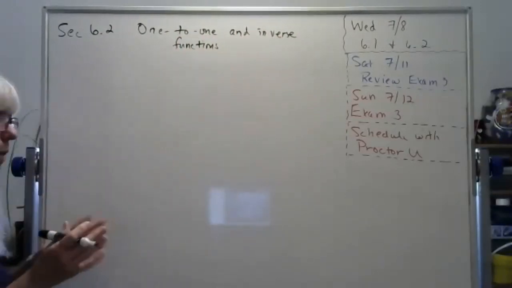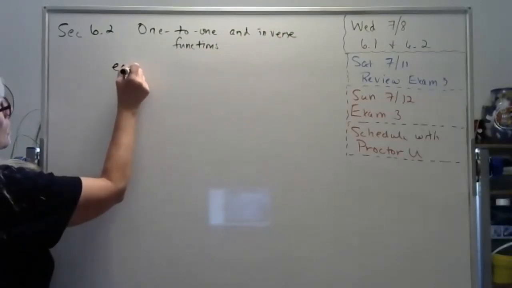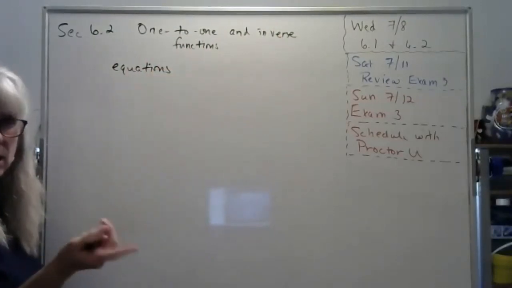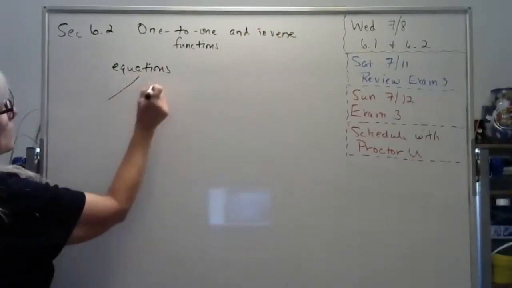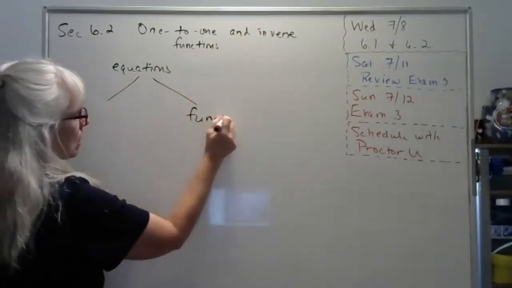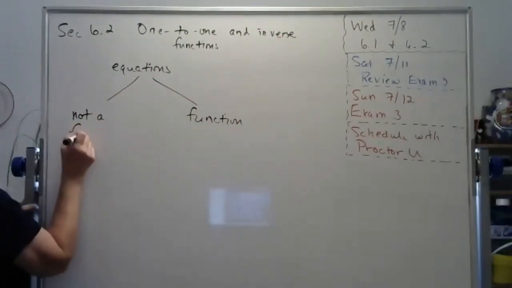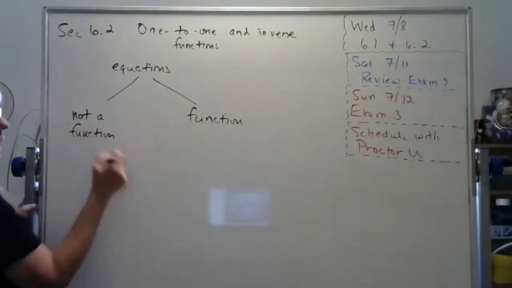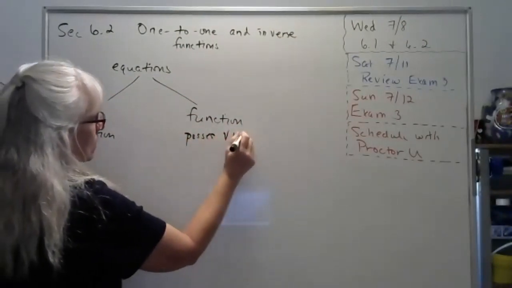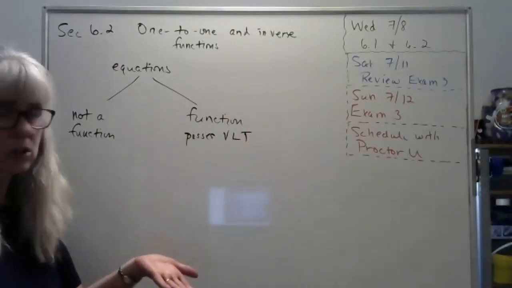Okay, so what we've been doing in the class is we basically have been taking all of our equations that we dealt with in the first two chapters, chapter 1 and 2, and we can classify them as either a function or not a function. And we know that a function passes a vertical line test. So VLT for vertical line test. So we did that in chapter 3. We laid the groundwork for what a function was.